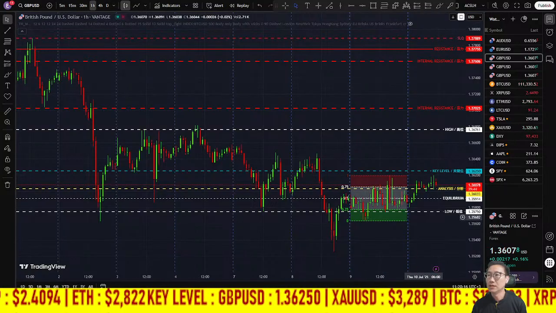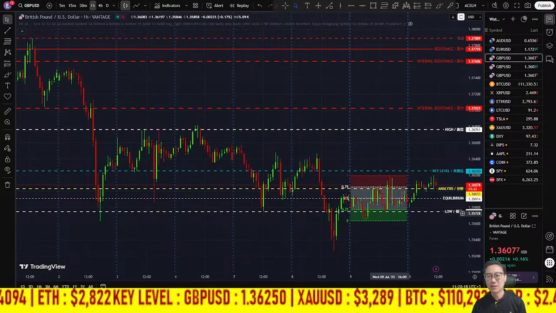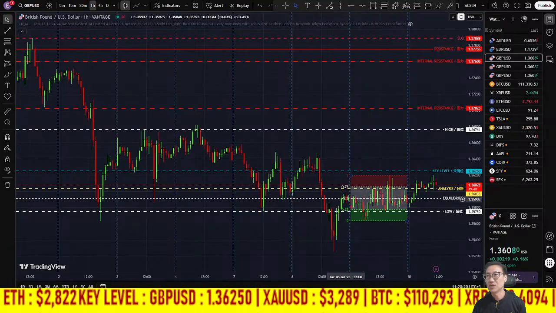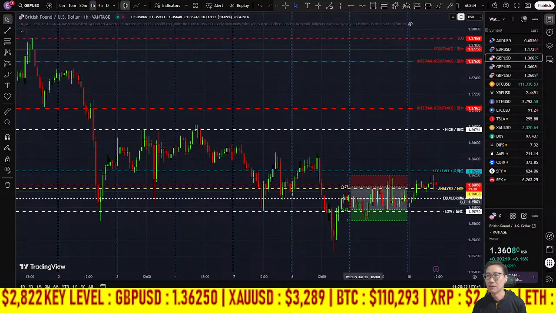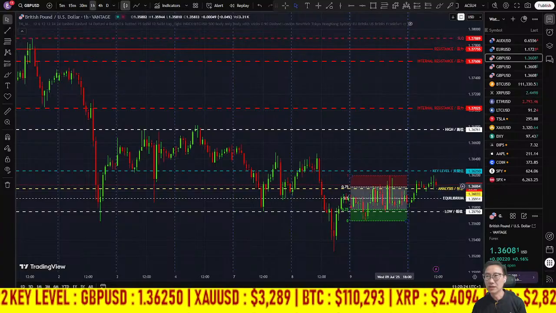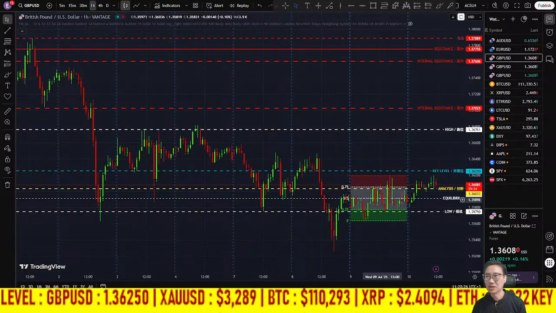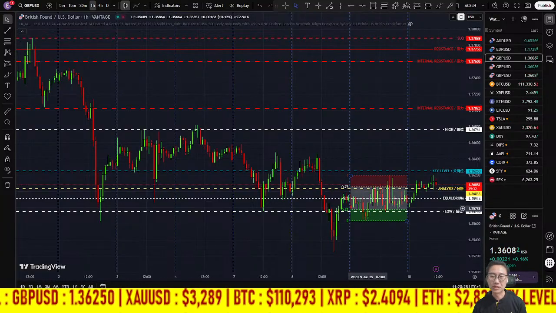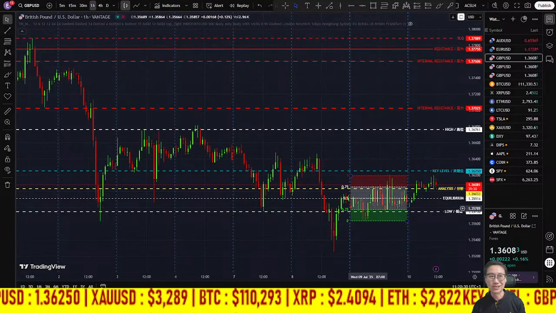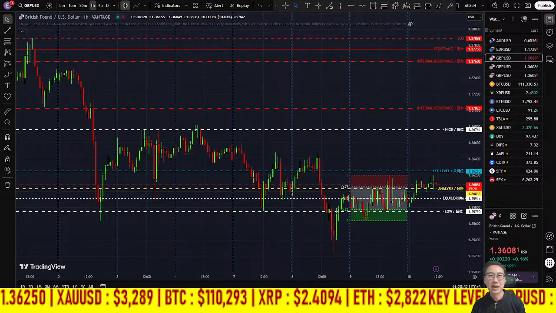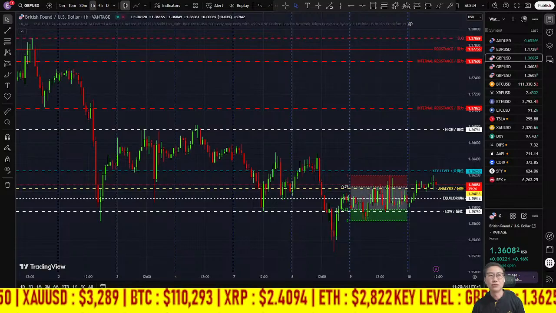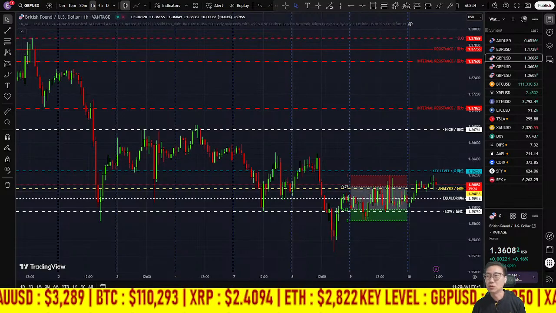So that is for the pound dollar. Not much changes from yesterday until today. As we can see, yesterday we had a lot of ranging area. Since the Asia range started off, we have been stuck in that range without any big movement giving us some liquidity to take.